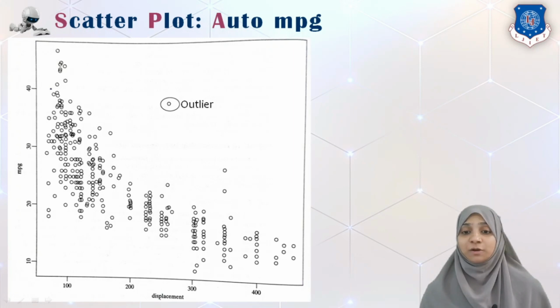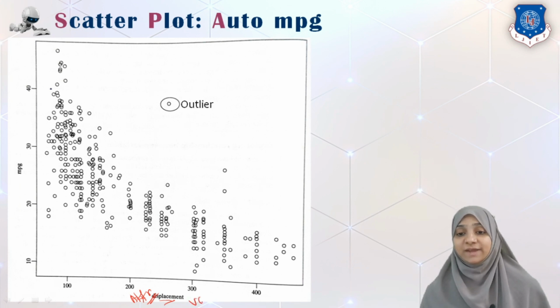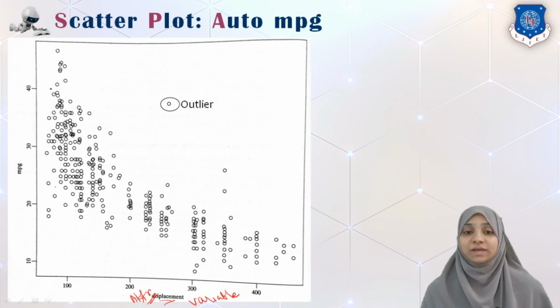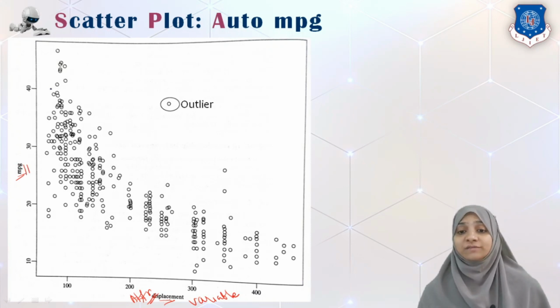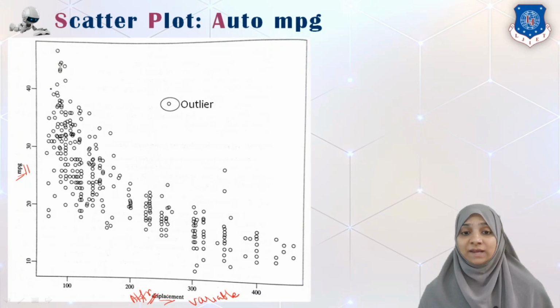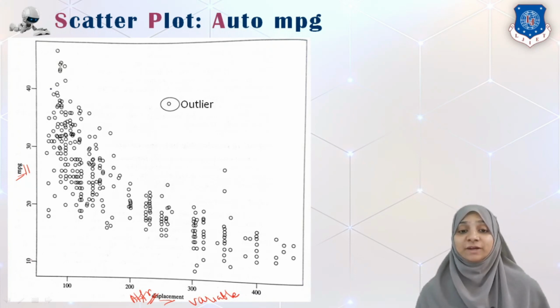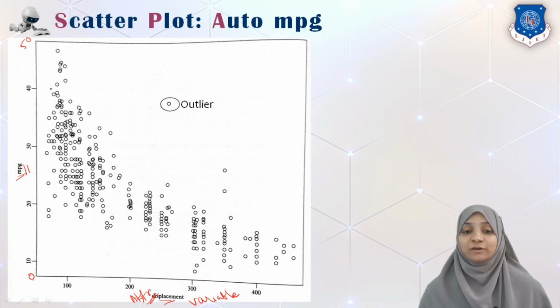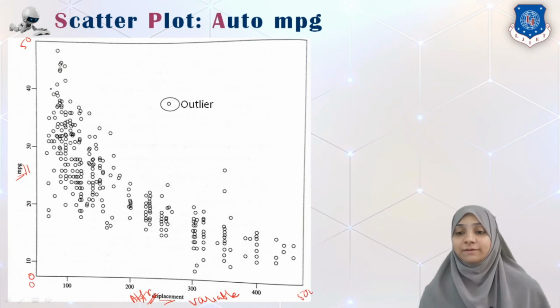This is an auto MPG plot of displacement. This is my one attribute, or I would call it a variable. And the other attribute, auto MPG, is the miles per gallon attribute. Make sure that both of these attributes are numerical values. So I can have a scale over the x-axis as well as over the y-axis. We all know that miles per gallon starts with 0 and goes up to say 50 maximum. And displacement also starts with 0 and goes up to say 500, for example.